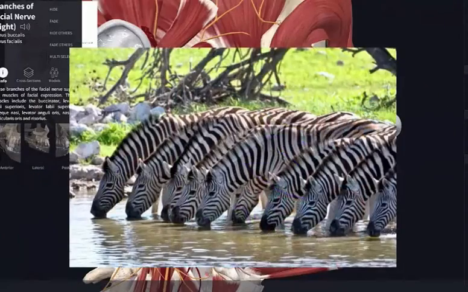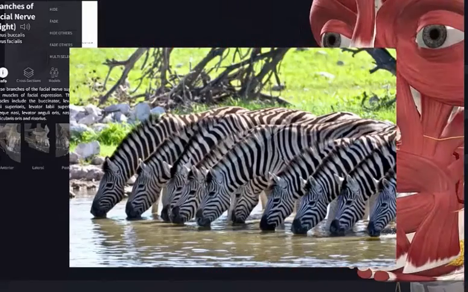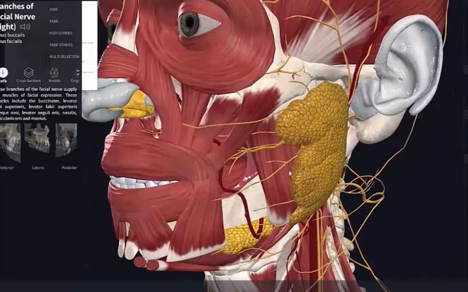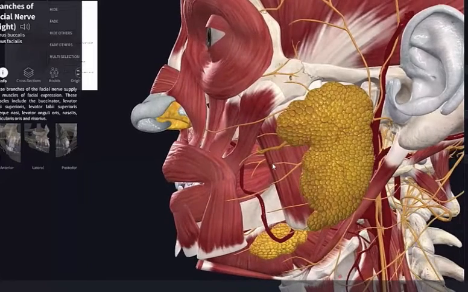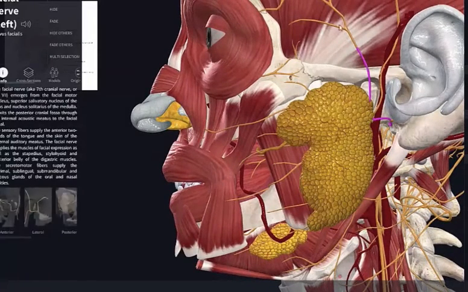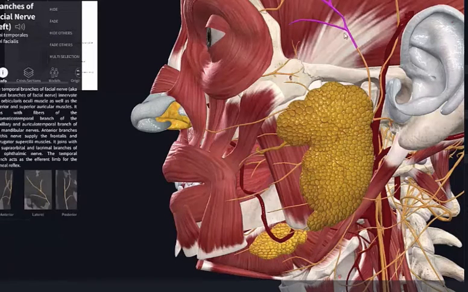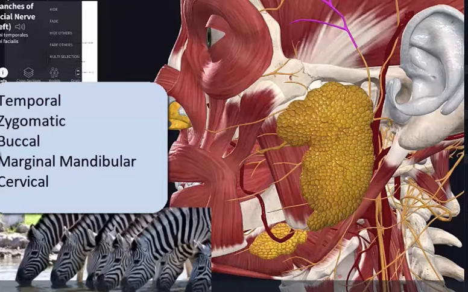All right, so you have a mnemonic for the different branches of the facial nerve, which would be "Ten Zebras Bit My Cheek," which basically stands for the distribution region of where the respective nerve fiber is going. So T is for the temporal branches of the facial nerve, Zebras would be zygomatic branches, Bit are buccal branches, My are marginal mandibular branches, and Cheek, C as in cheek, would be the cervical branches that innervate the platysma muscle.